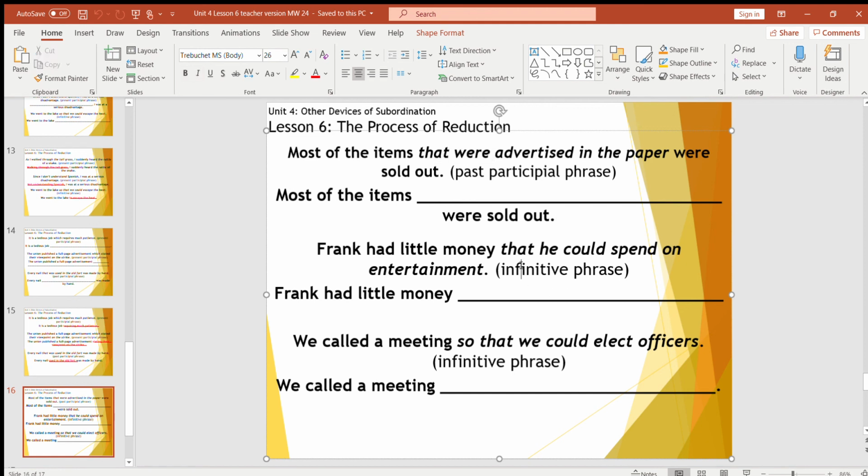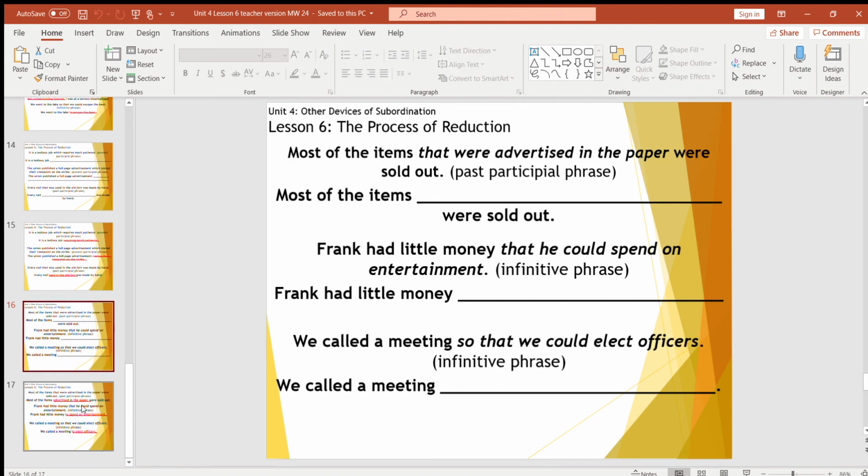And then the last two I want to be infinitives. Remember, to plus a verb. So Frank had little money that he could spend on entertainment. So Frank had little money to what? To spend on entertainment. Take out the that he could and put a to in its place. We called a meeting so that we could elect officers. Again, I want an infinitive phrase. So we called a meeting to elect officers. The so that we could can all be replaced with just the word to.